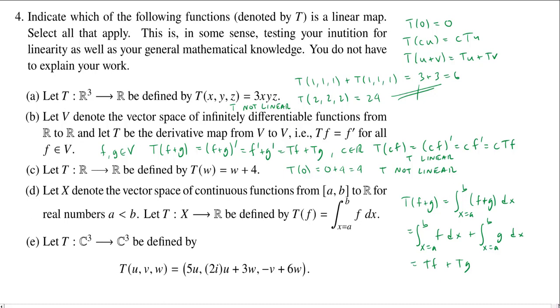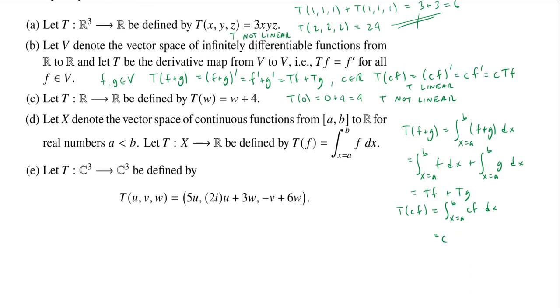Okay, but we also know if I take T of cf, this will be the integral from a to b of cf, and we know we can pull constants out of integrals. So this is c times the integral from a to b of f dx, but this is again c Tf. So there we go, T is linear.